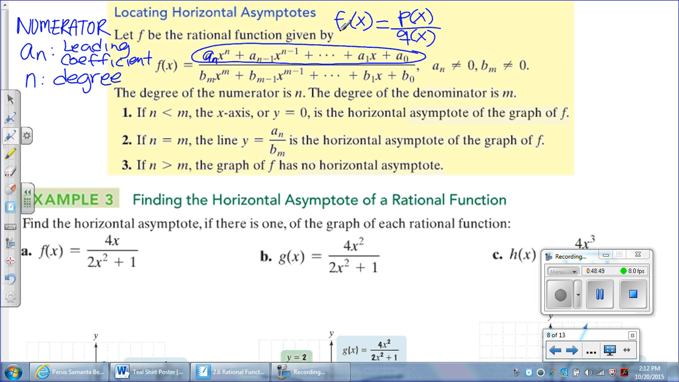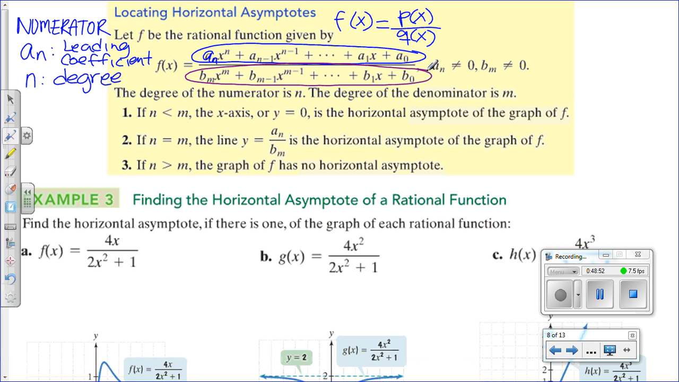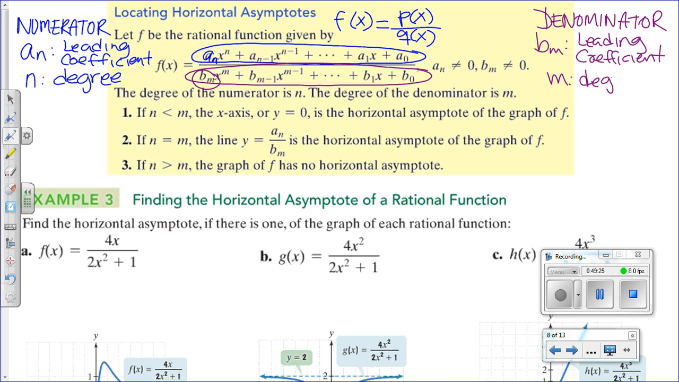Now let's look at the bottom. So that is going to be the denominator. And for that denominator, we cannot use a sub n or n. Instead, we're going to use b sub m, and that is going to represent the leading coefficient of the denominator. And the degree for this one will be the letter m. I'm going to explain this because that's how the three types of horizontal asymptotes, or cases, are worded in terms of m and a sub n and b sub m.